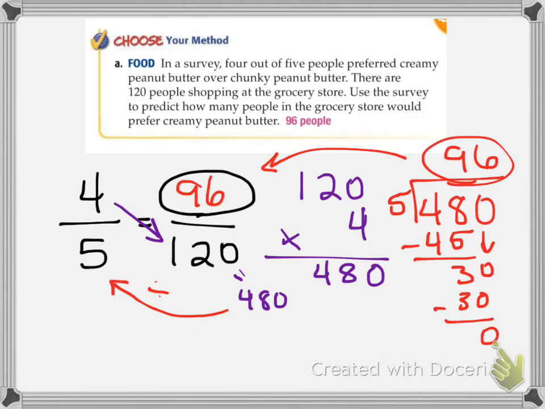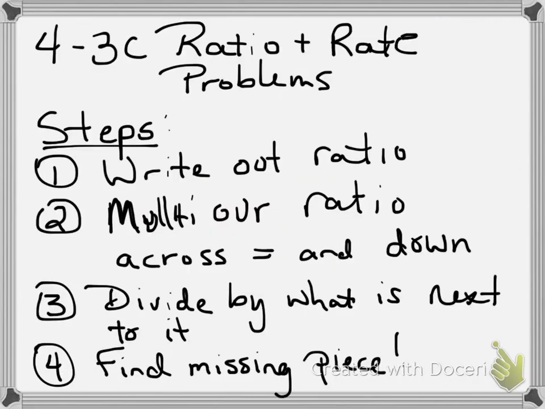So if we go back to our problem, step 1, we wrote out a ratio, 4 over 5 equals something over 120. We multiplied across and down, 4 times 120. Then we divided by 5, which gave us our missing piece, which was 96. Alright, so those are our simple steps to solving our problem.